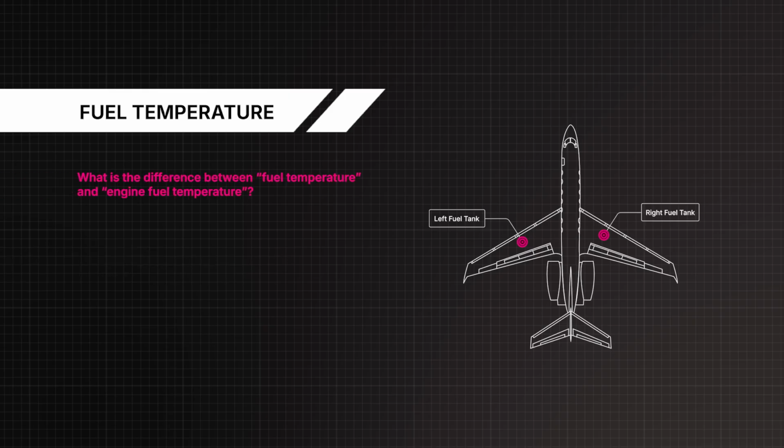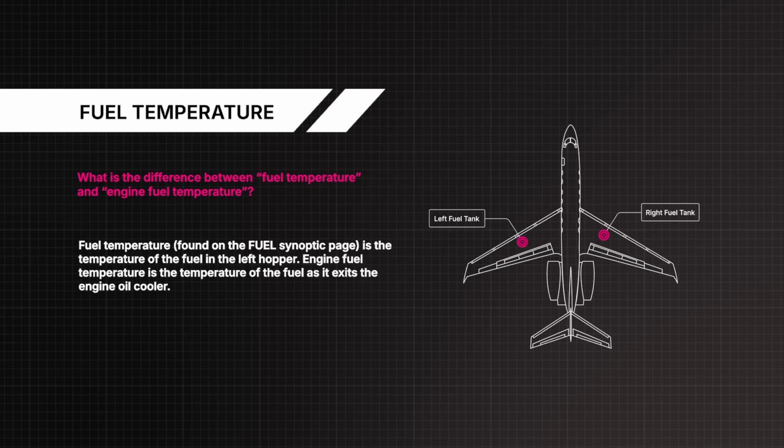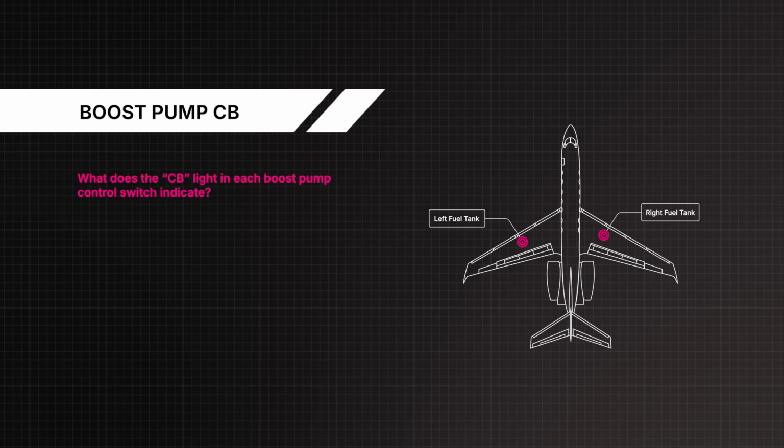What is the difference between fuel temperature and engine fuel temperature? Fuel temperature, found on the fuel synoptic page, is the temperature of the fuel in the left hopper. Engine fuel temperature is the temperature of the fuel as it exits the engine oil cooler. What does the CB light in each boost pump control switch indicate? The respective circuit breaker on the PDB is tripped.